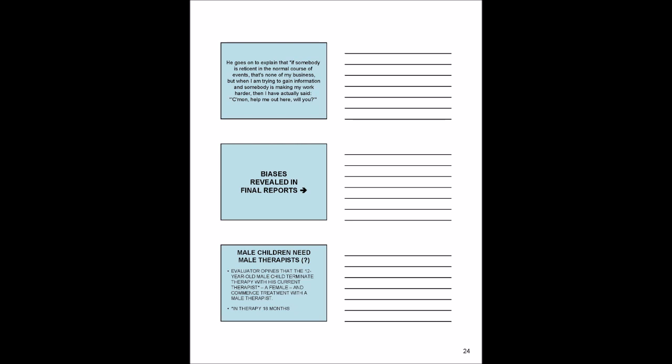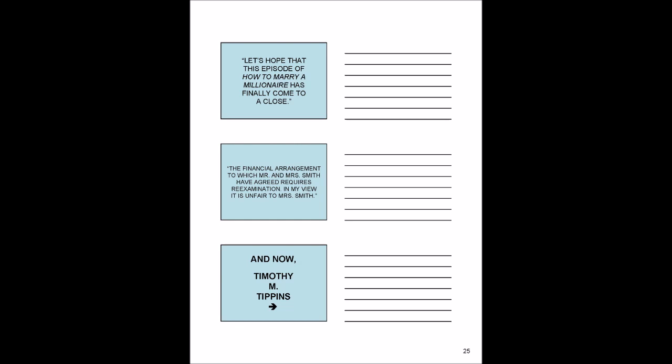This is my favorite, so help me. Let's hope that this episode of How to Marry a Millionaire has finally come to a close. You have an opinion that the mother married the father for his money? Keep it to yourself. It's not relevant. I will say, based on my personal experience, that lots of people marry other people for reasons, some of which are not terribly healthy. Some of the relationships go down the tubes as a result, but some of the relationships grow and become very healthy relationships.